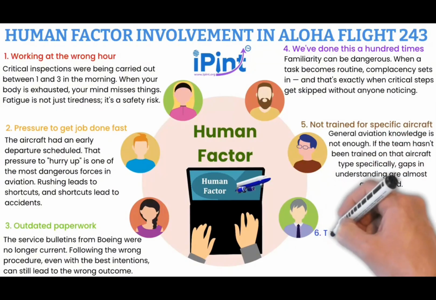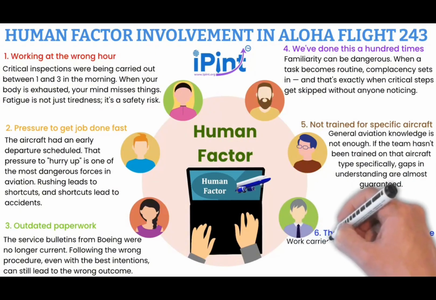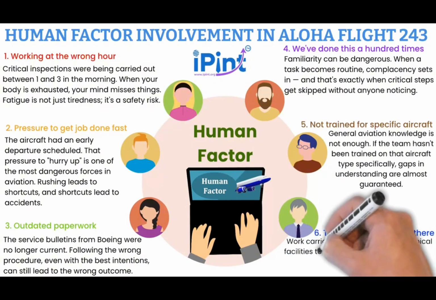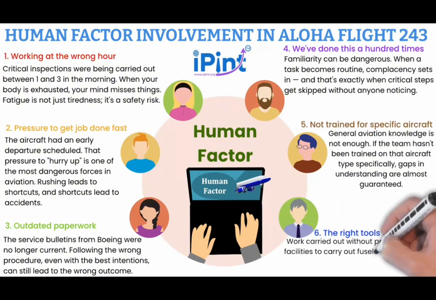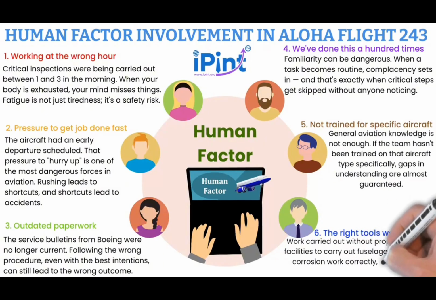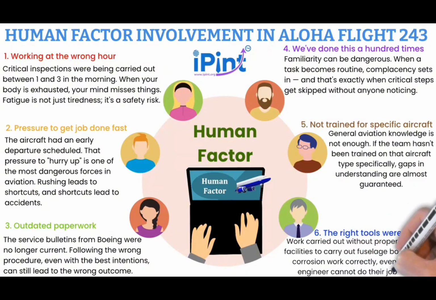And sixth, the right tools simply weren't there. The facilities needed to correctly carry out the fuselage bonding and corrosion work were not available. Even the most skilled, experienced engineer cannot do their job safely without the proper equipment. This is a management and resourcing failure, and it has real consequences.